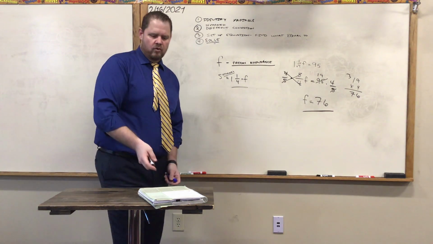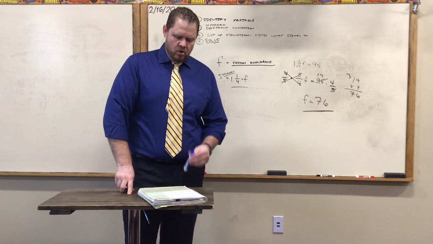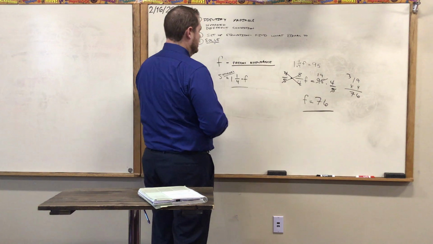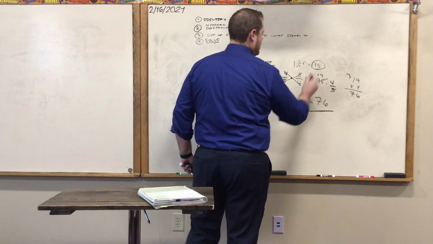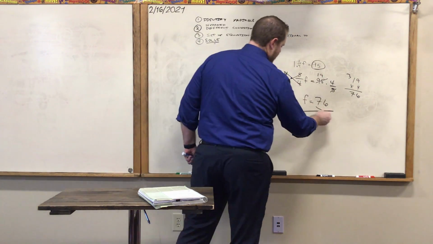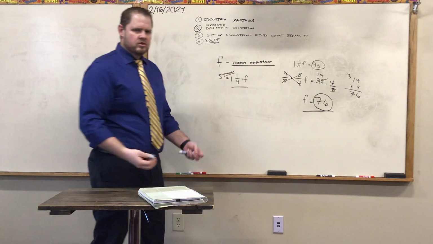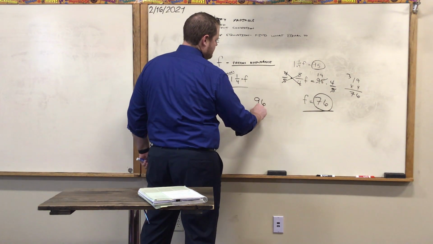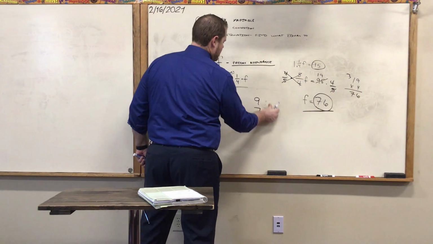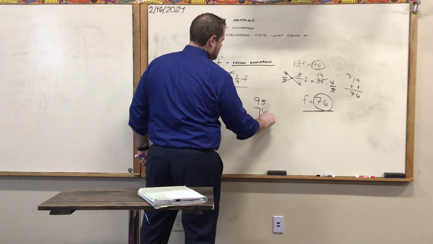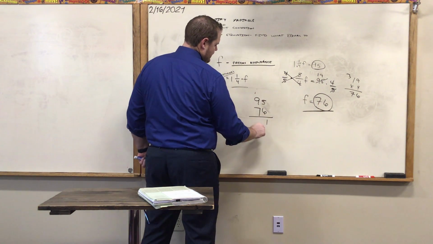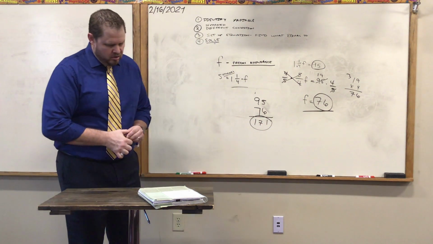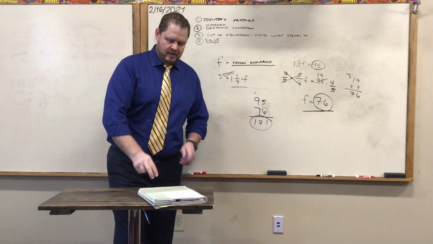What did the question ask for? Let's read the question again. What was the total attendance for the whole performance? So on Saturday night, how many people came? 95. On Friday night, how many people came? 76. So how would we get the whole? 95 plus 76, 1, carry the 1, right? And 17, 171. So the total attendance for both nights is 171.